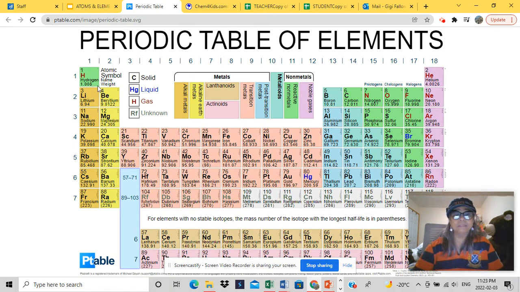For instance, if I ask from you later on, give me the alkali metals, this would be the alkali metals that you see on the left side: lithium, sodium, potassium, rubidium, cesium, francium, right?